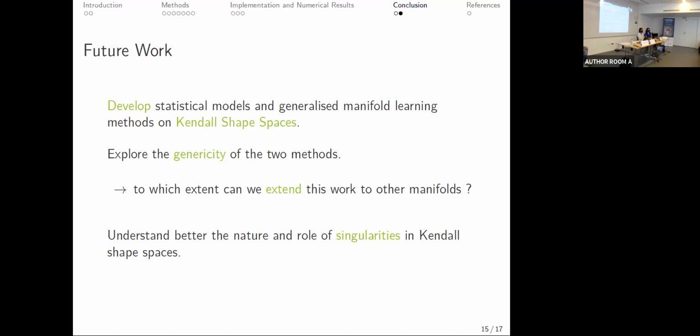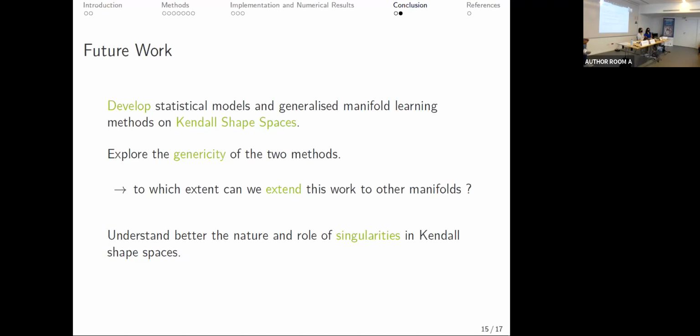And the other direction we would like to go in is to exploit this implementation for Kendall shape spaces to develop a first example of new manifold learning methods for Kendall shape spaces. So we would like to extend learning methods to manifold-valued data using this parallel transport.